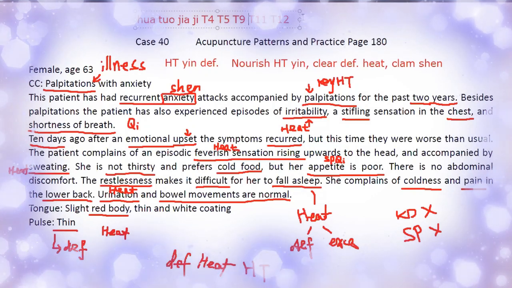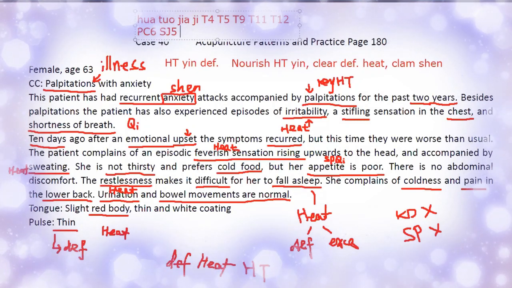And then they use PC6 on one side, with one needle there, and triple burner 5 on the other side. These two points are both the command points and the luo-connecting points, on opposite arms. So you can use one needle going in the other direction, so it looks like your needle is working with both points. That can help drain heat from the heart and calm the shen.